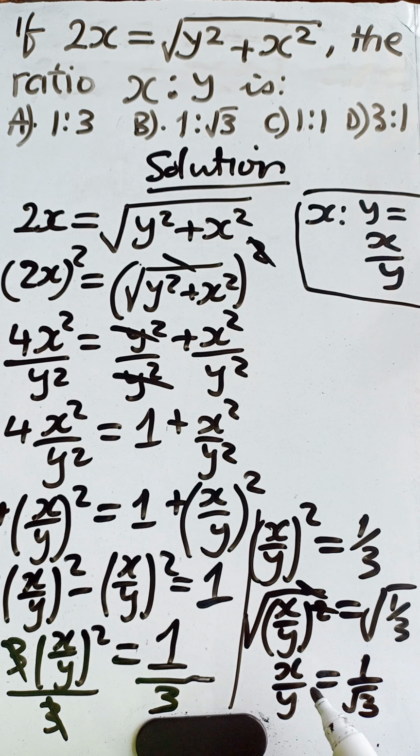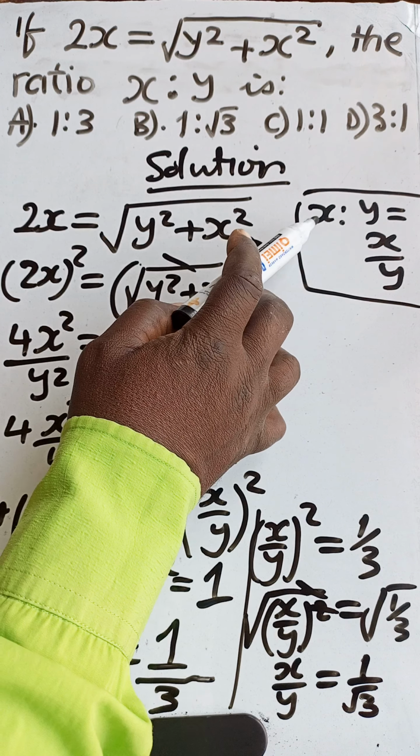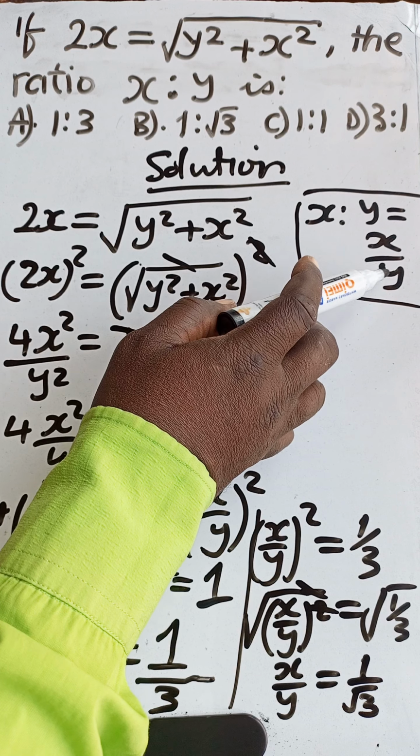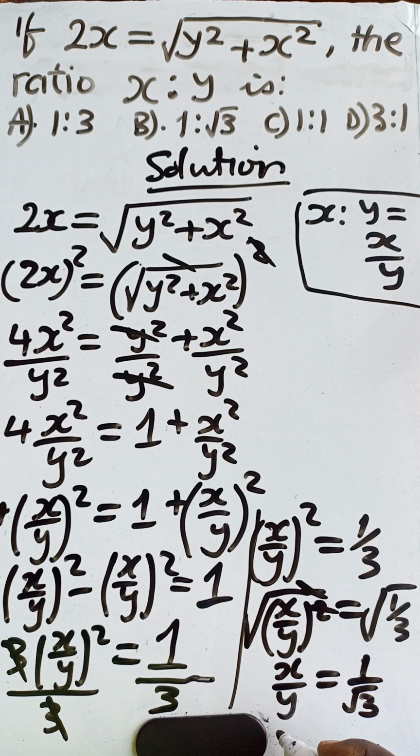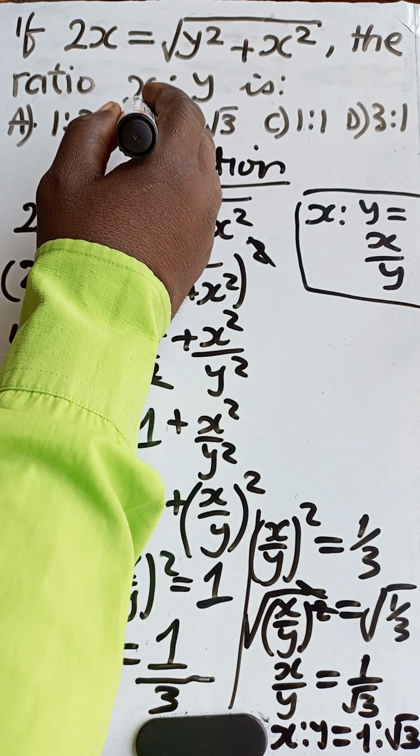All right. Since we interpreted earlier on that x is to y means x all over y, so we can bring that same interpretation here to obtain x is to y to be equal to 1 is to root 3. And so our answer is B. Our answer is B.